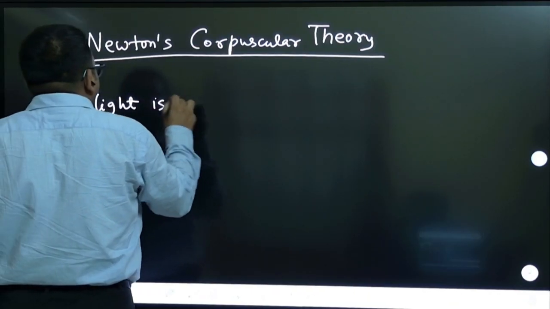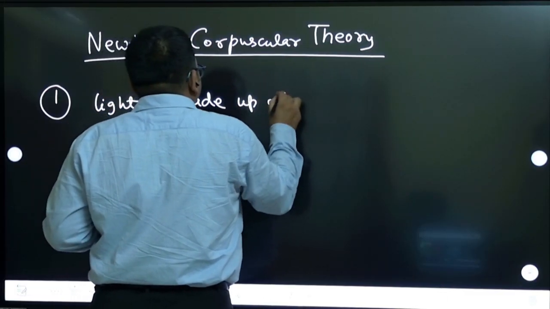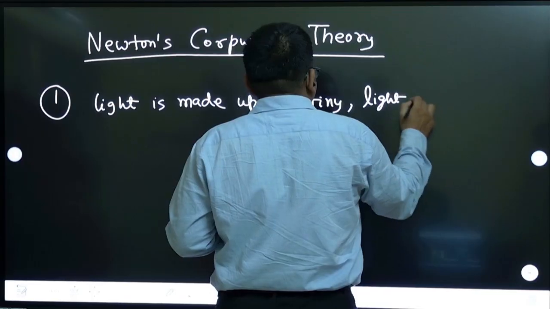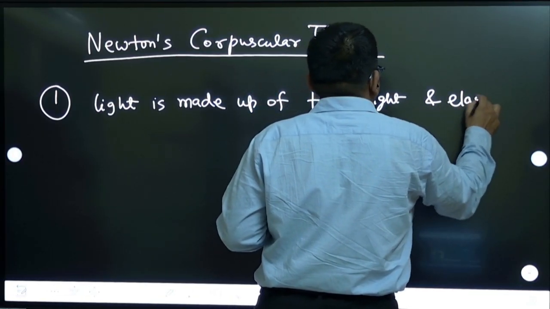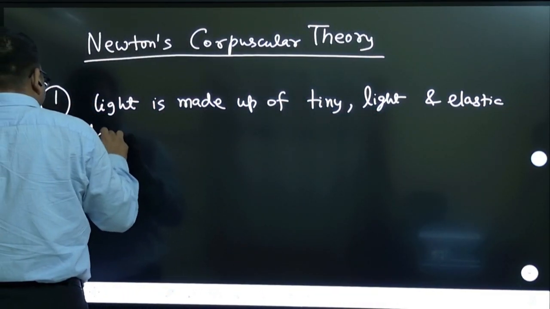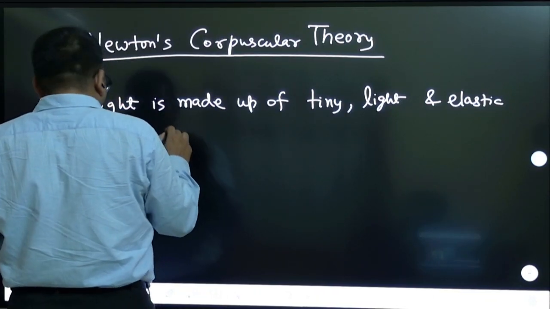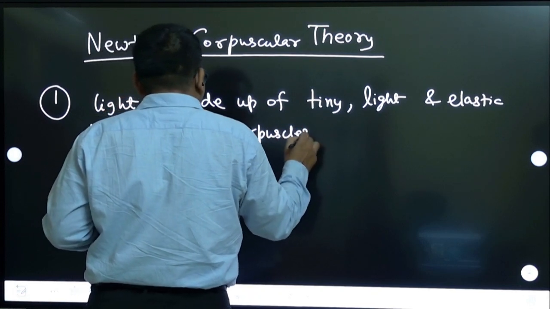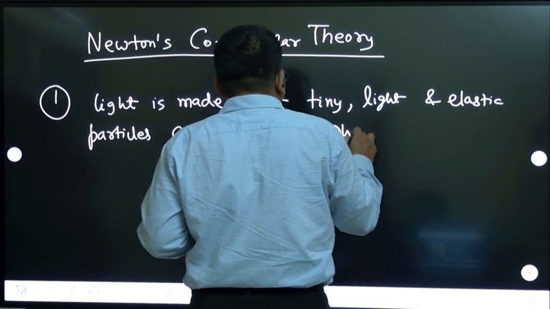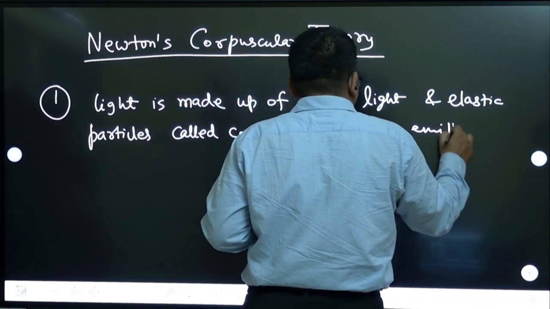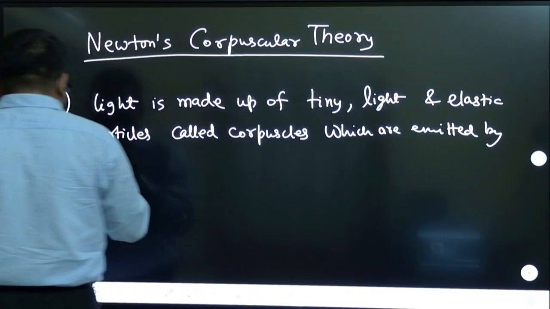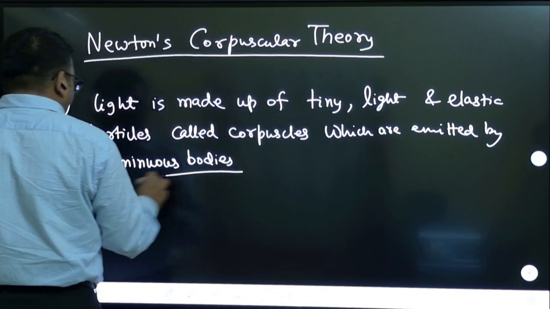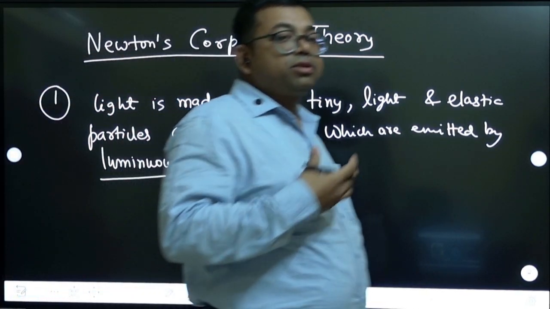light is made up of tiny, massless and elastic particles called corpuscles, which are emitted by luminous bodies. So what are luminous bodies? Luminous bodies means which emit light.